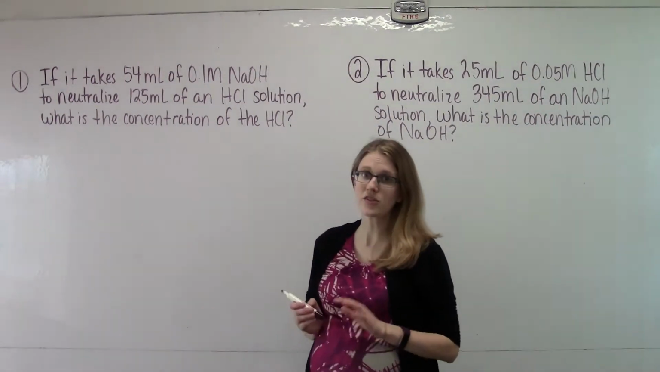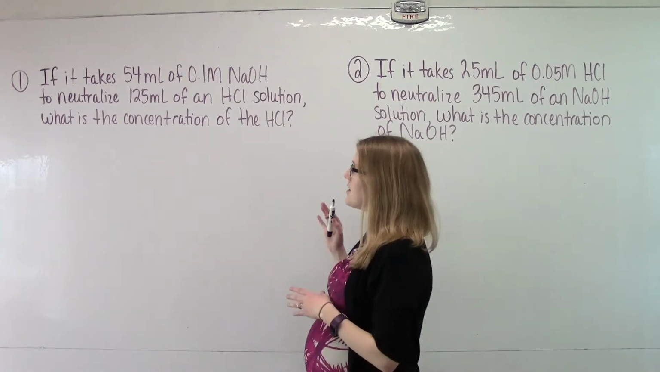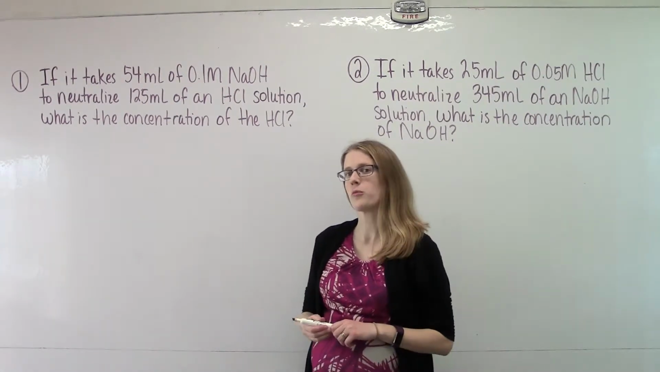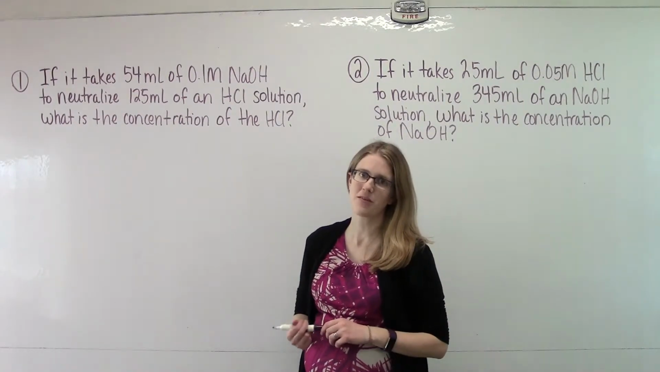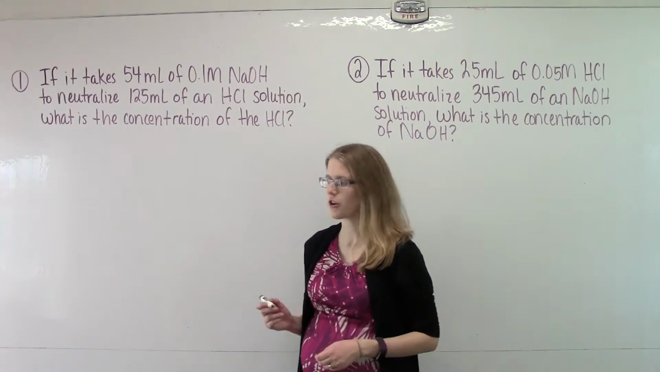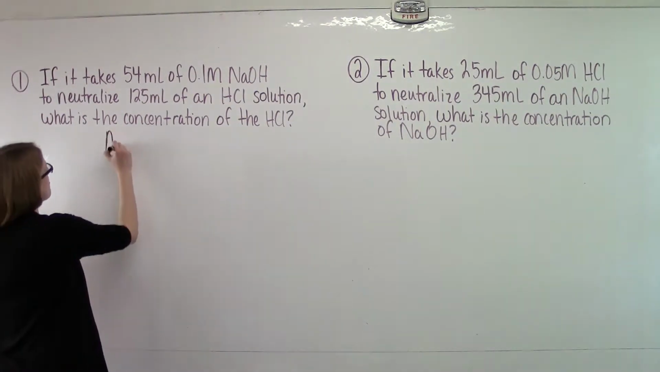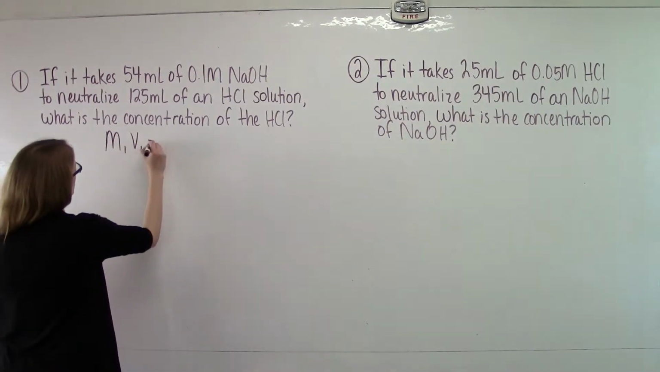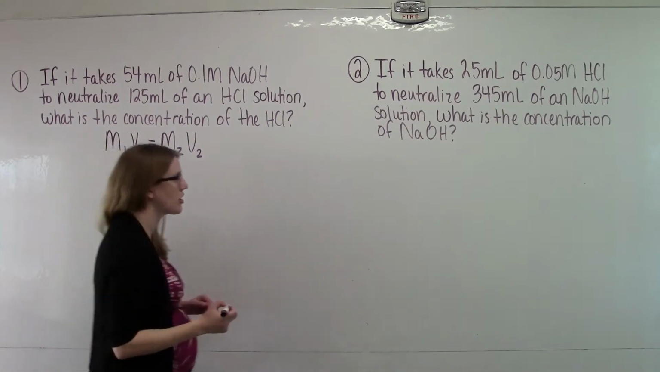Now, here's the good news for you students. This looks like a different problem than one we've done before. However, you get to use the exact same formula we did for dilutions. So our formula for titration problems is actually going to be M1V1 equals M2V2.